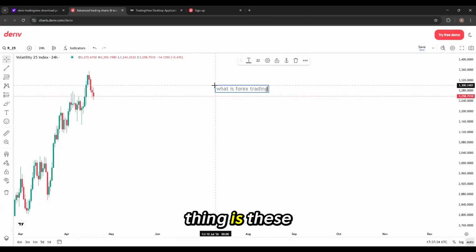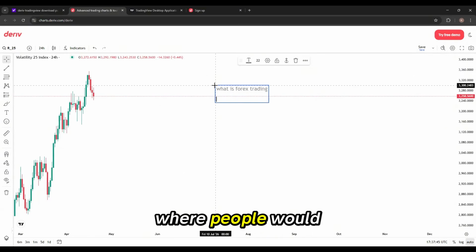And the good thing is, these days we do it digitally. Back then, before the introduction of computers, people used to have what you call trading floors, where people would go and trade physically, but now we do it digitally. So doing this digitally ensures that we exchange, or buy and sell, currencies from whatever price changes are happening globally. So basically, we are trading money for money.